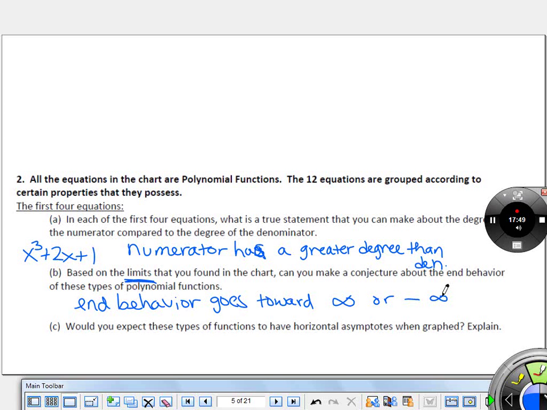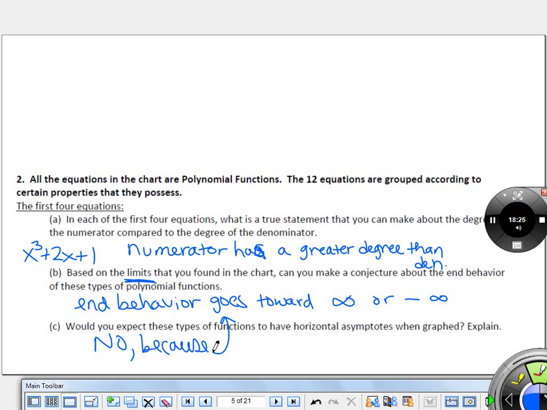So would you expect these kinds of functions to have a horizontal asymptote? Would you expect them to follow a horizontal line at the end? No, you just said they're shooting up or down towards negative or positive infinity, right? So are they following a horizontal line? No, they might follow some other shape, like a parabola or some other line, but definitely not a horizontal one, okay? So I would not expect a horizontal asymptote. And the reason, basically, is that the ends are either going towards infinity or negative infinity. They're not settling down towards one number. Okay?